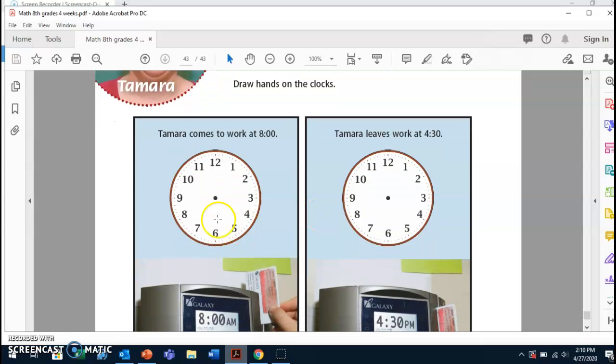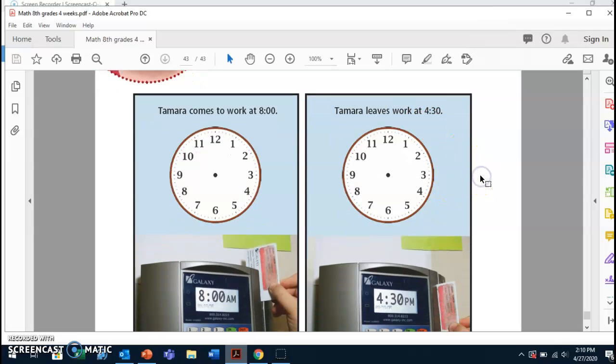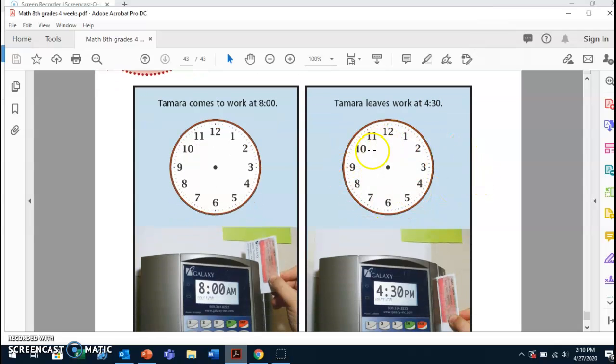So Tamara comes to work at 8. So at 8, draw your hands here. Remember, small hands equals hour, longer hands equals minutes. And Tamara leaves work at 4:30. So for this clock, again, 4:30, draw your hands here.